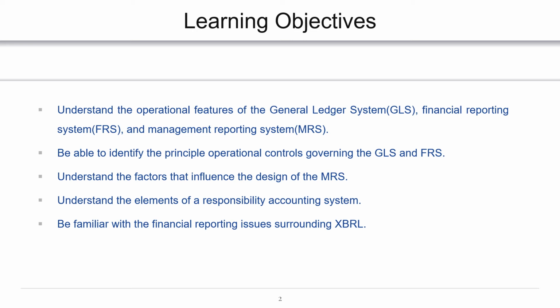Okay, so these are the learning objectives for today. We will talk about the general ledger systems, financial reporting systems, and management reporting systems. Then we will talk about the control and governance of the general ledger system and also the financial reporting system. We will talk about the factors that influence the design of the management reporting system. Also, we'll talk about XBRL. So all of that will be covered and we will discuss it in detail.